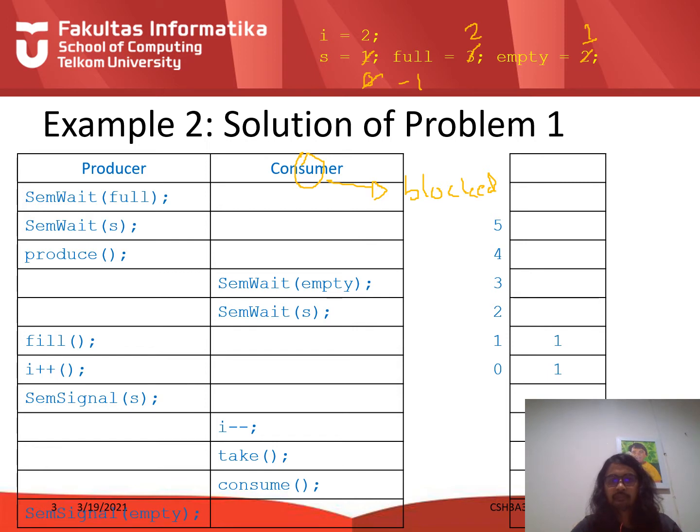Here the producer fills the second member with the produced number, which is 1, and then I is incremented from 2 to 3, and then semSignal S, so S is incremented to 0. Because this is 0, a blocked process is unblocked, so the consumer can run again, and then it decrements I, so I becomes 2, and then take, so it takes the last number here, and then consume, the consumer consumes the number that it has just taken, and after that what happens is up to the rest of the program.